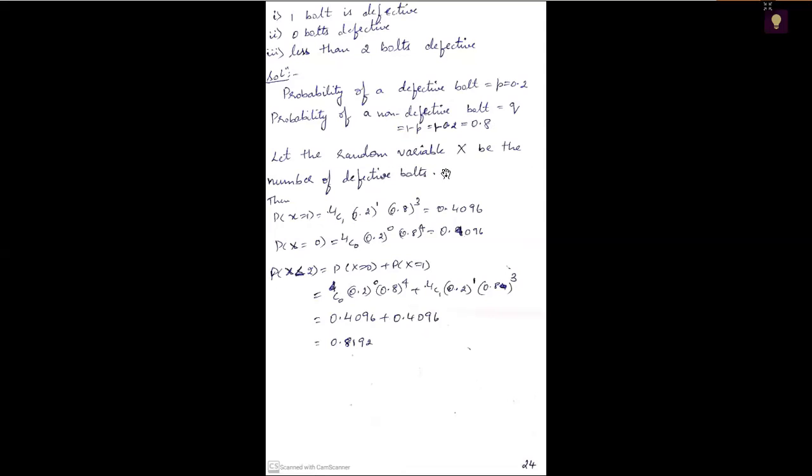Now we consider a random variable X, the number of defective bolts. We need to first find out that 1 bolt is defective, that is nothing but P of X is equal to 1. 0 bolts defective, so P of X is equal to 0. Substitute in this formula nCx p to the power x q to the power n minus x, you will get the answer. The third one is less than 2 bolts defective. So less than 2 bolts is probability X less than 2. So X less than 2 is nothing but probability of X is equal to 0 plus probability of X is equal to 1. So you add these two, you will get the answer.